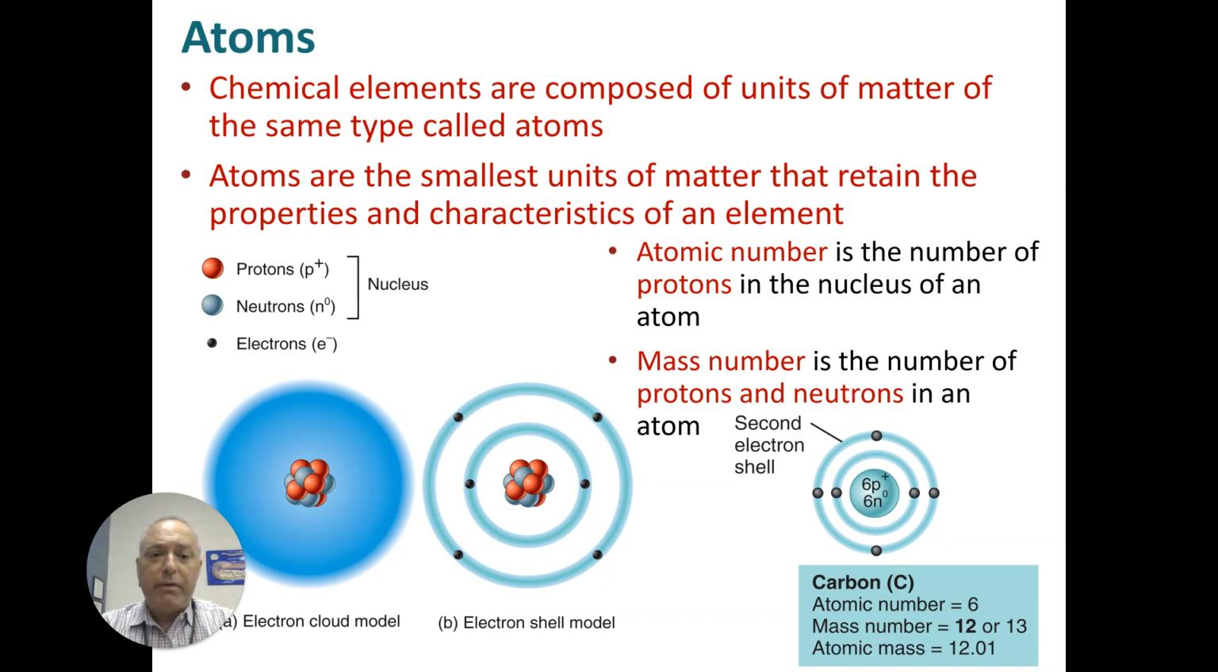So chemical elements are composed of units of matter of the same atom type. Atomic number is the number of protons in the nucleus. Atomic mass, however, is the protons plus the neutrons. And they both have a very similar weight. So carbon, the atomic number is 6 for the 6 protons they've got, and the atomic mass is 12 for adding in the 6 neutrons, so 6 neutrons, 6 protons. It could be 13 because there are isotopes, but we'll take that in a second.